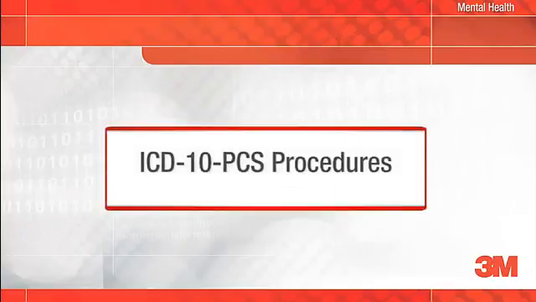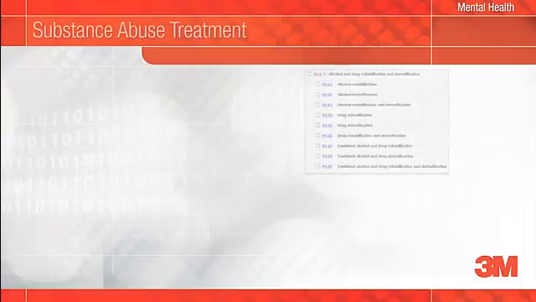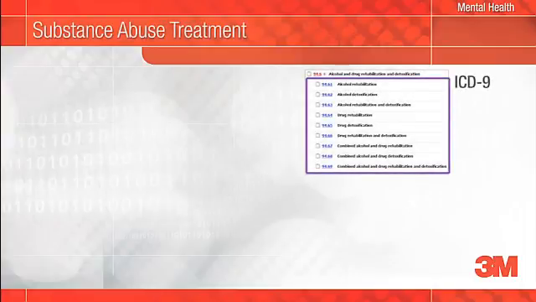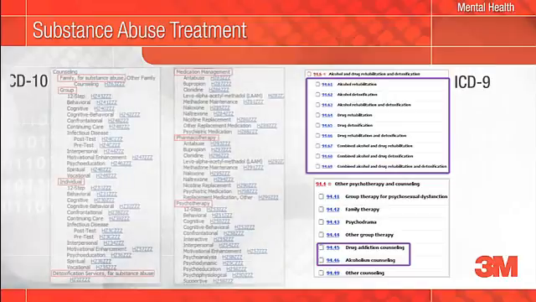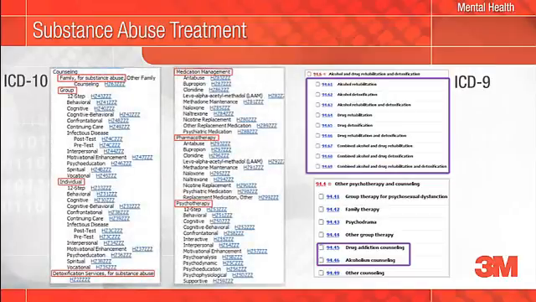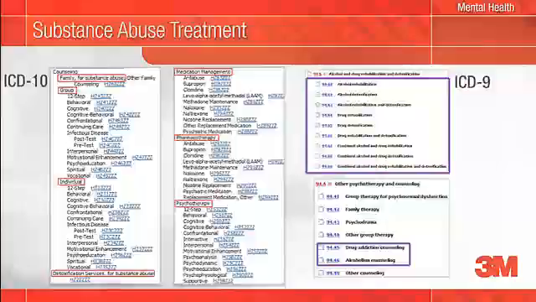We'll take a look at a few procedures that may be performed to give you some exposure to ICD-10 PCS codes and associated documentation requirements. What's new with substance abuse treatment? In ICD-9, there are codes for drug or alcohol or combined drug and alcohol detoxification, rehabilitation, or both. In addition, there is a code for drug addiction counseling as well as alcohol counseling. In ICD-10, there is a whole suite of codes for substance abuse treatment.